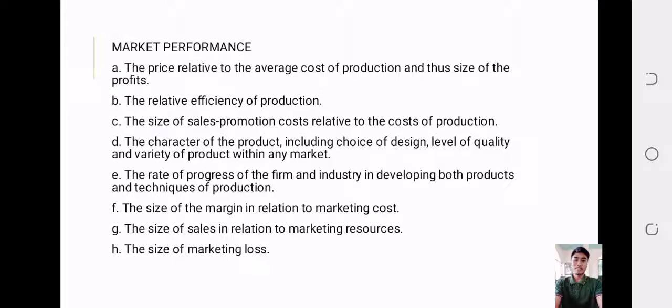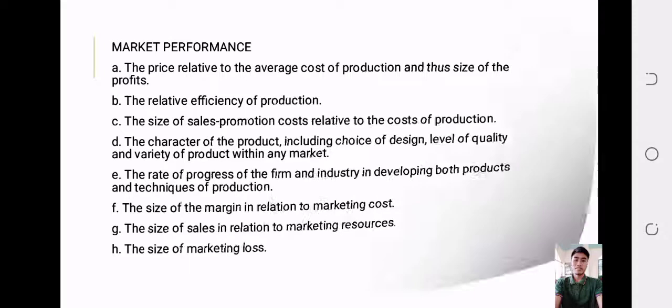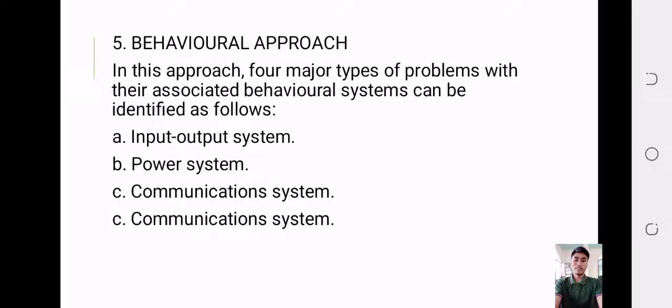Market performance. So these are the following. Behavioral approach. In this approach, four major types of problems with their associated behavioral systems can be identified as follows: input-output system, power system, and communication system.